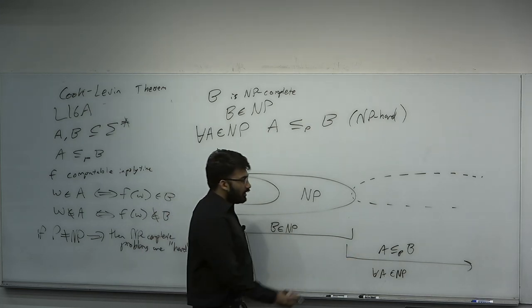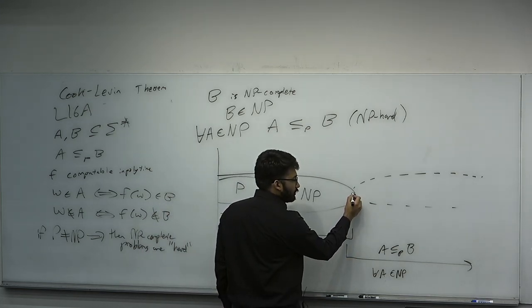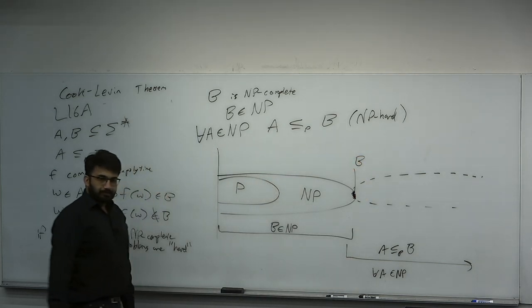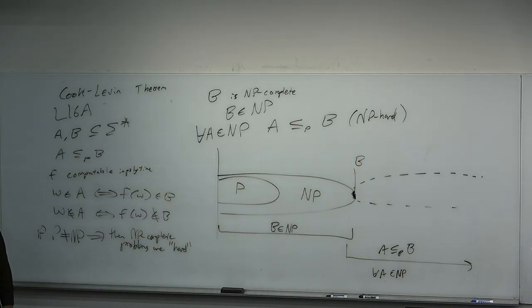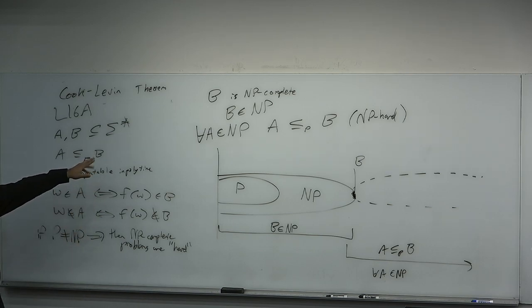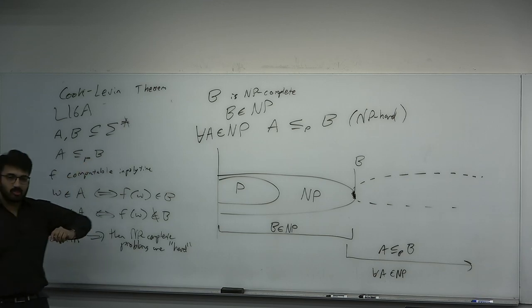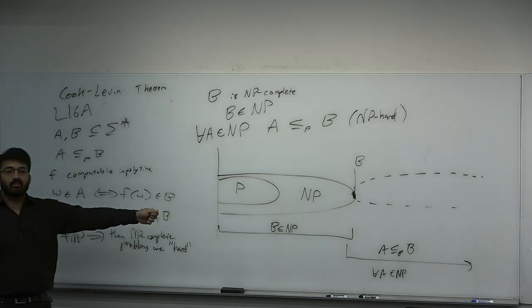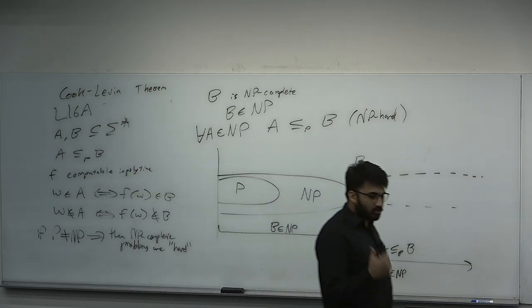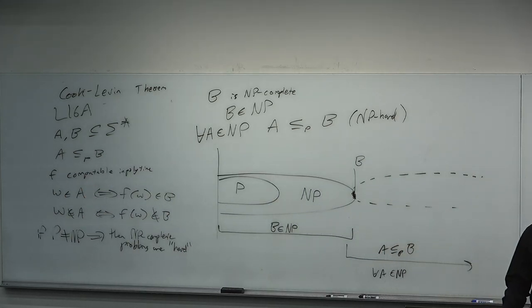So what does that mean? It's here at the tip, it's at the limit. This little intersection here is the NP-complete problems, and this is where you put B. So that's where B goes as an NP-complete problem. It is geometrically at the tip of NP. You should think of this polynomial time reduction as like B is to the right of A. B is harder than A. That's what it means. Questions on this picture?